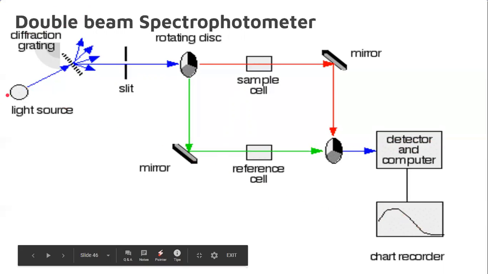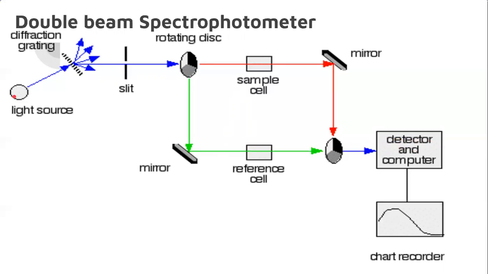Okay, the light source. Here we can use IR range radiation, UV range radiation, or visible range radiation. If you are running this experiment using visible range radiation, then this instrument can be known as a colorimeter, in terms of a single beam spectrophotometer. The double beam spectrophotometer is somewhat more precise and accurate compared to the single beam spectrophotometer.